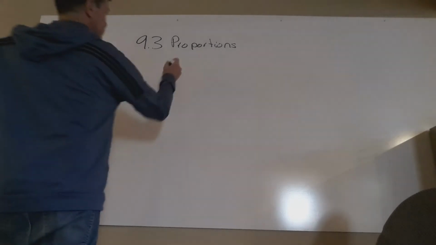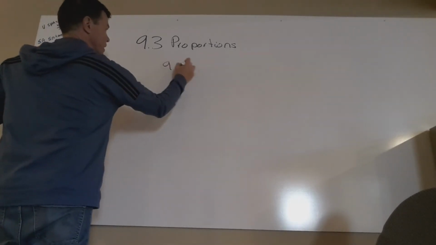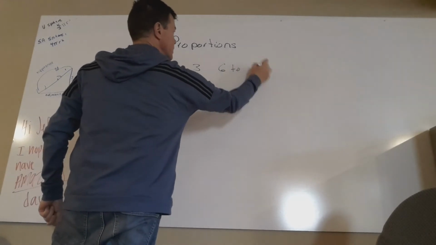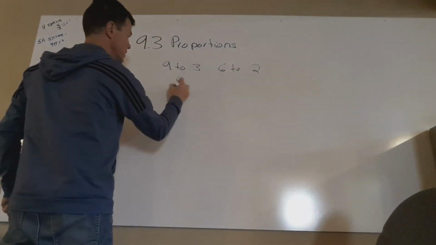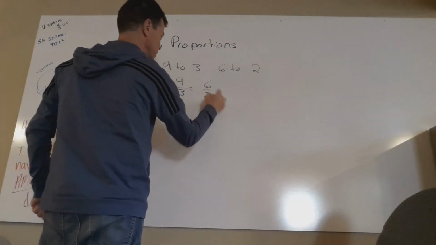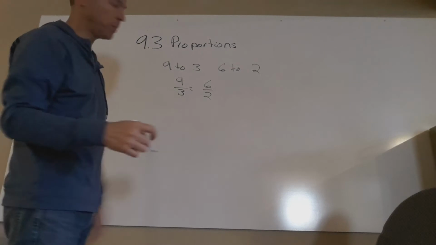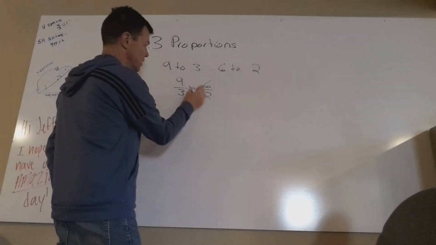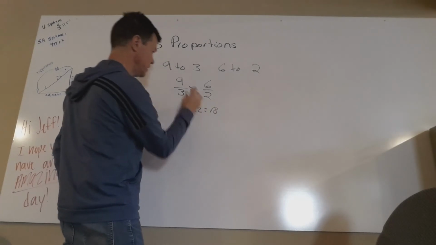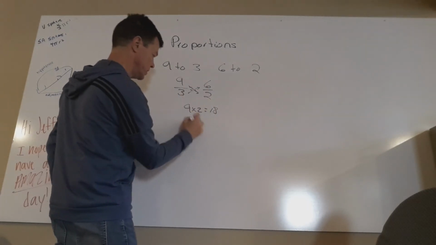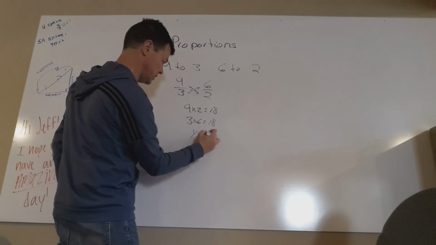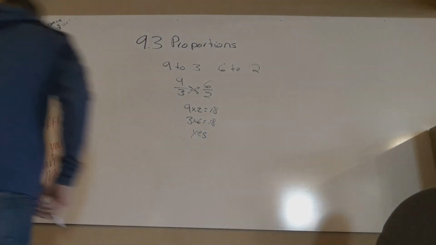9 to 3, and 6 to 2. So write it as a fraction. 9/3 equals 6/2. Do they equal each other? Cross multiply to find out. All right. 9 times 2 equals 18. 3 times 6 equals 18. So yes, they are proportional.